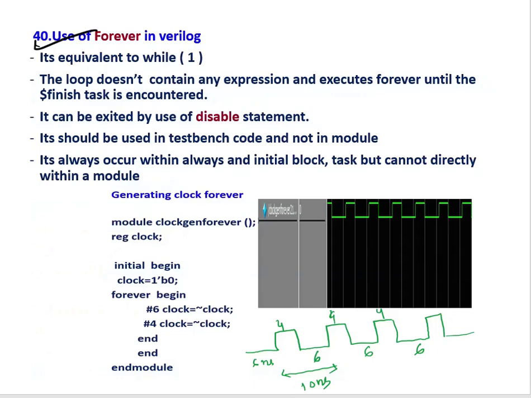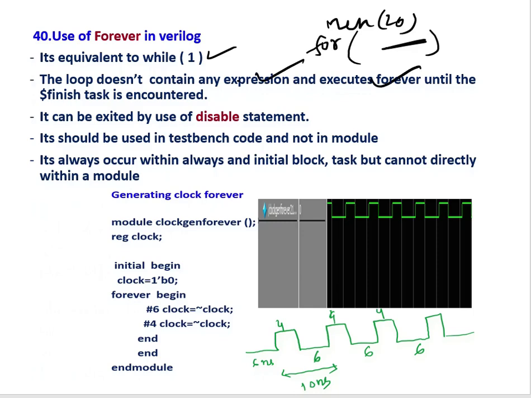And what is forever in Verilog and how to use it? Forever is equivalent to while(1). While(1) is an infinite loop, and this loop doesn't contain any expression. Like a for loop, where we write some kind of expression, or repeat, where we write 20 times or 30 times, here this loop doesn't contain any expression and executes forever until the $finish task is encountered. The loop can also be exited by use of a disable statement.